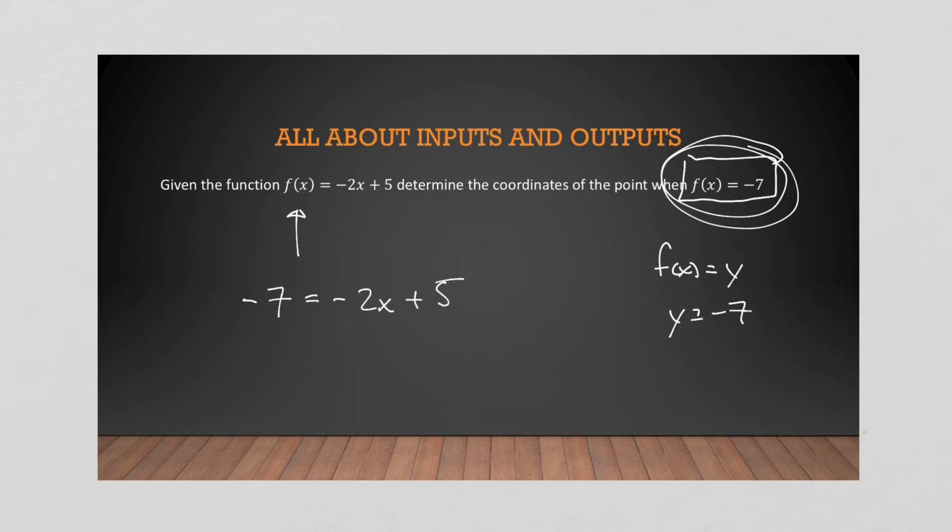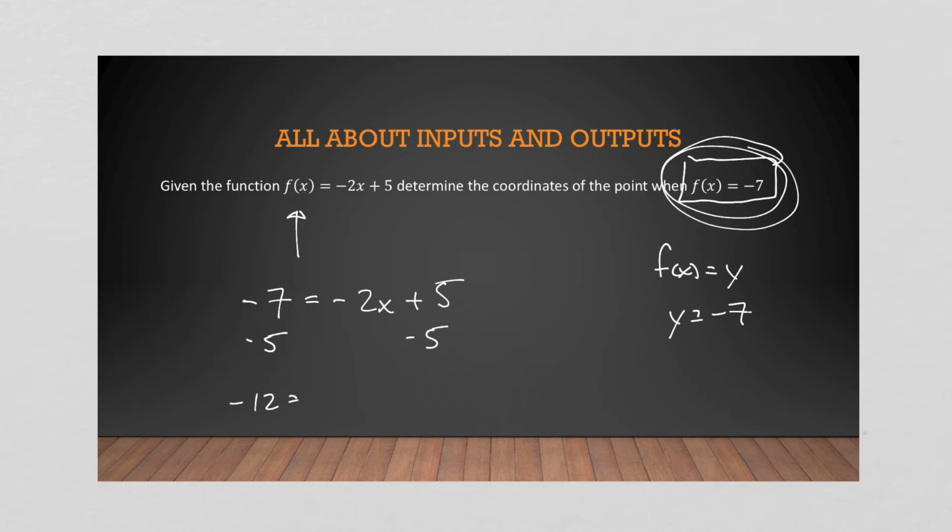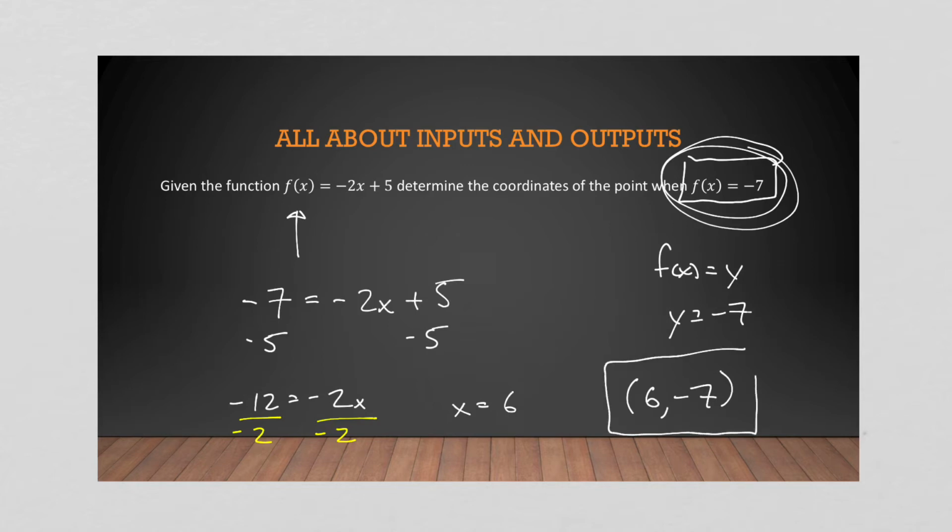And what we do in this case is now we solve for x because we're given the output, we're given the y value, we're given the f of x is equal to value. So we're solving for the input. So we're just going to do our algebra, subtract 5, negative 12 equals negative 2x, divide both sides by negative 2, and x is equal to 6. So the coordinates of our point are 6, negative 7, right? So we're done. F of x equals means what's your output, what's your y value? Otherwise, you're solving for x.